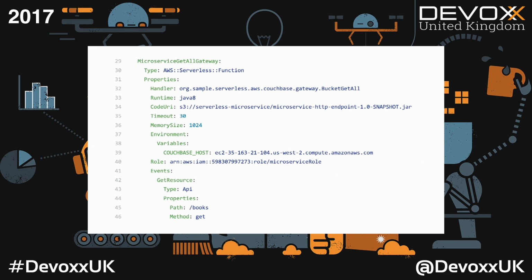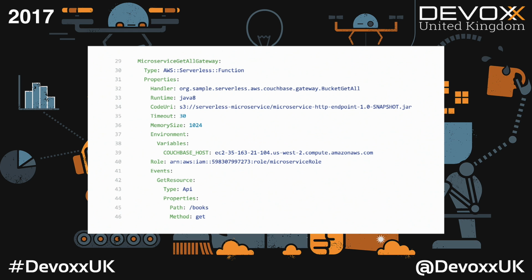In this case, it will create an API for you. So for example, if you look at line 30, it still says this is a function. On line 32, I'm still specifying the handler, runtime, code, timeout, all of those. But if you come down here, all I'm saying is, what is going to trigger this serverless function? And that's defined in the events.